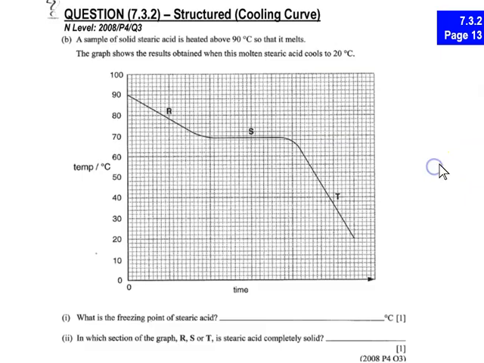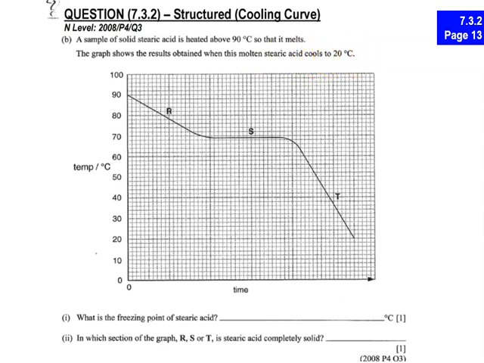Now let's move on. Let's look at page 13 and look at question 3 of the 2008 Paper 4. Now let's analyze the question. A sample of solid stearic acid is heated above 90 degrees Celsius so that it melts. This graph shows the results obtained when this molten stearic acid cools to 20 degrees Celsius.